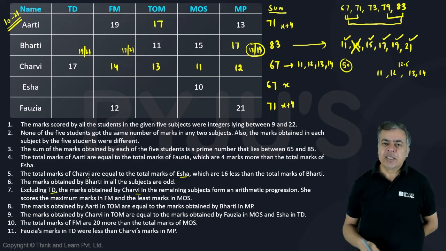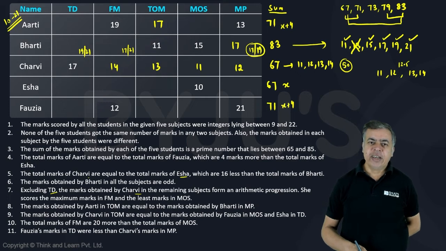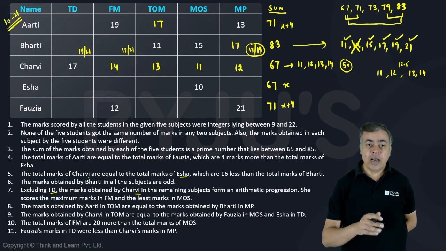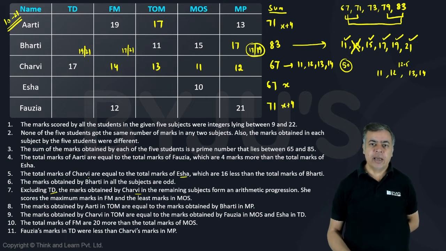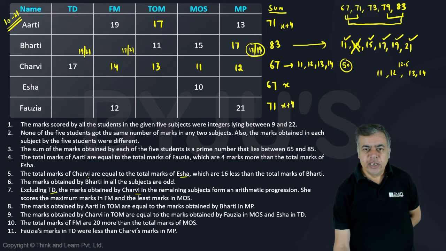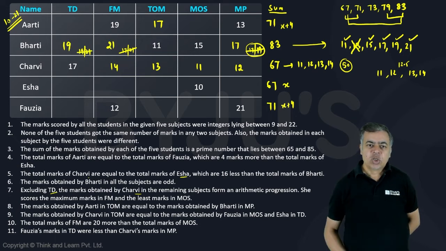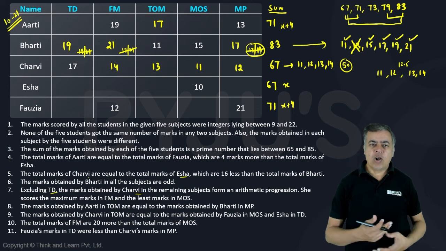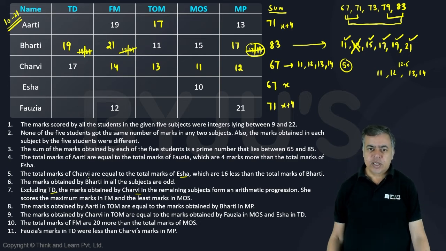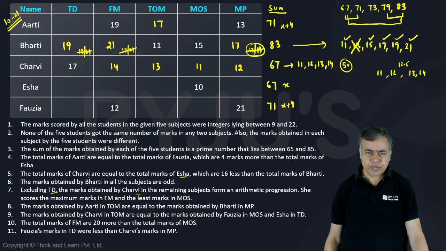Because 19 was not possible for TM, and Aarti's TOM must be equal to Bharti's MP, right? So 17 here is not possible, so here it must be 21, and here 21 is not possible, so here it is 19. So I got the total, all scores for Bharti also.